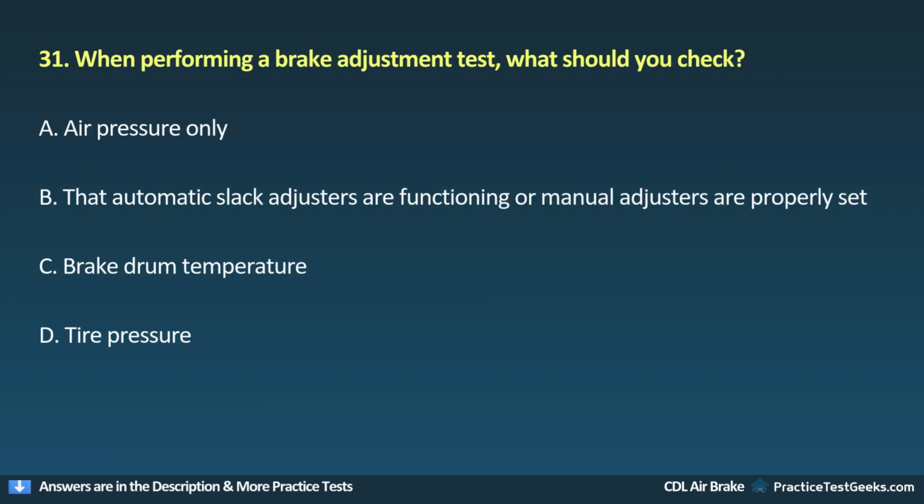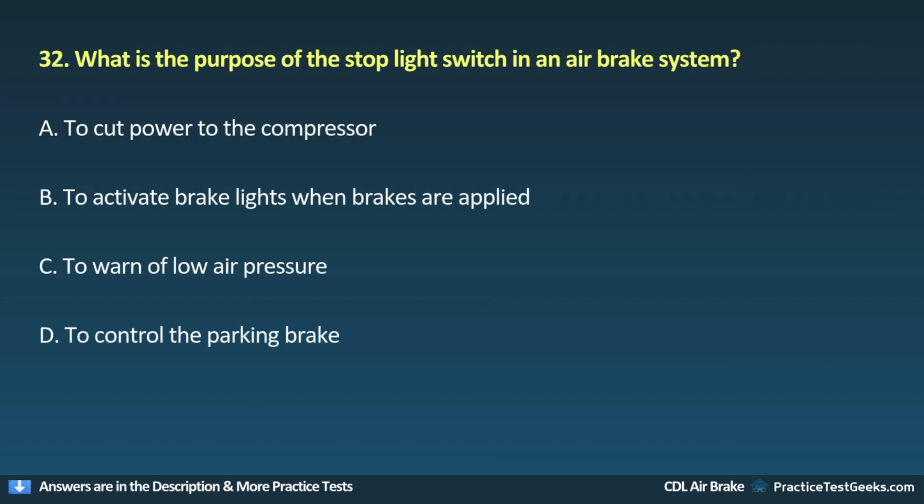31. When performing a brake adjustment test, what should you check? A. Air pressure only. B. That automatic slack adjusters are functioning or manual adjusters are properly set. C. Brake drum temperature. D. Tire pressure.